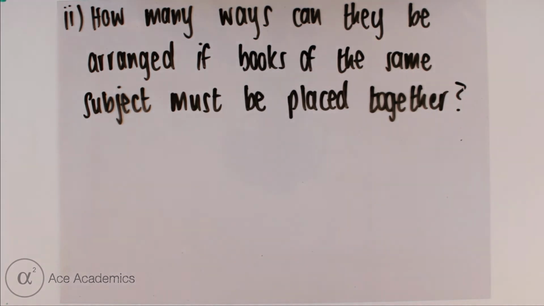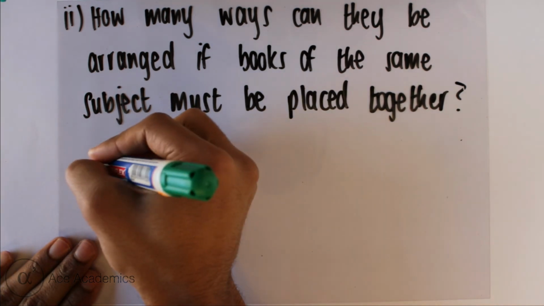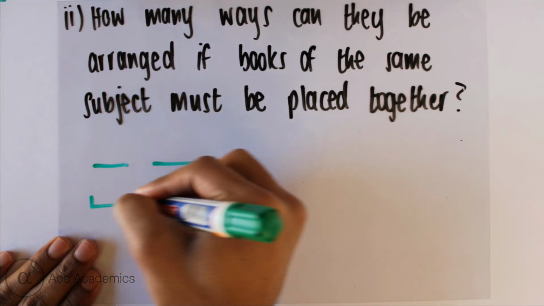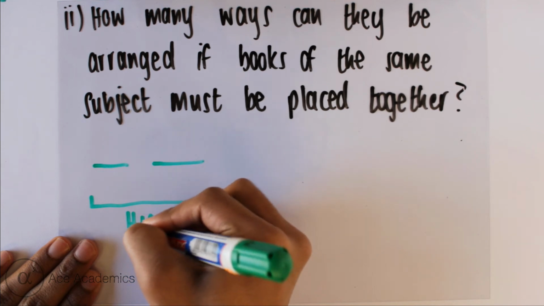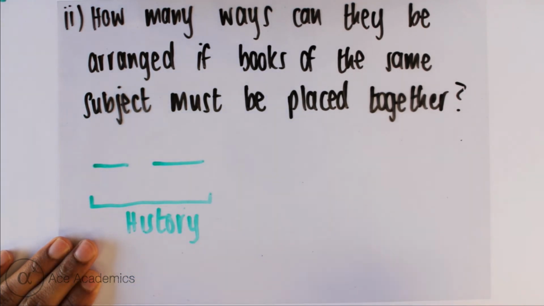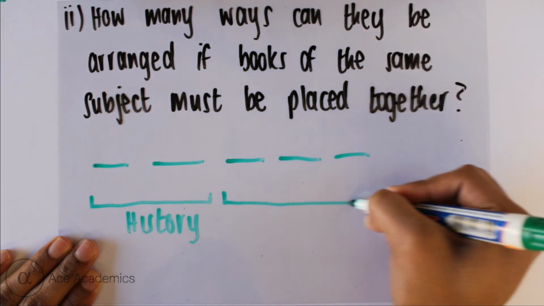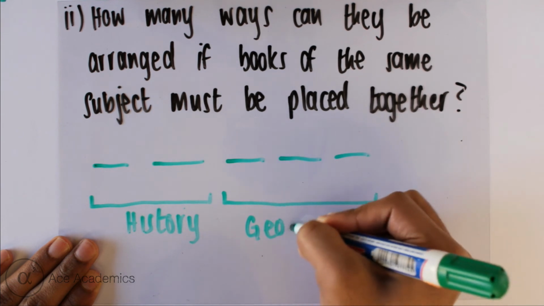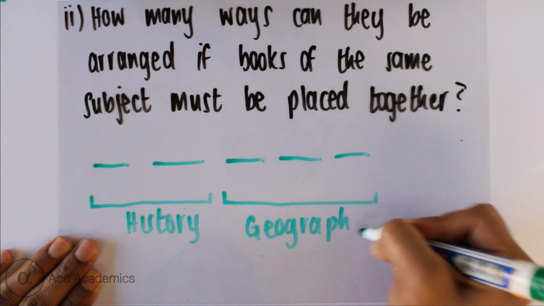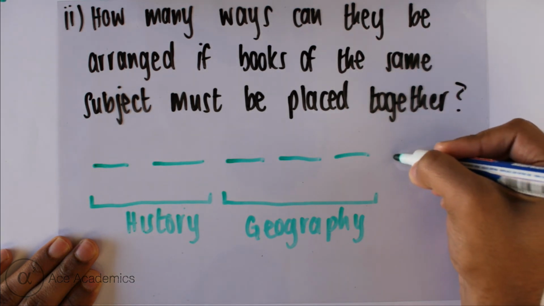Now let's look at the second part of the question. The second part of the question is, how many ways can they be arranged if books of the same subject must be placed together? Now we see that this example is slightly more complicated, and we will use grouping in order to solve this question. Now if you remember, there was 2 history textbooks, there was 3 geography textbooks, and there was 2 science textbooks.